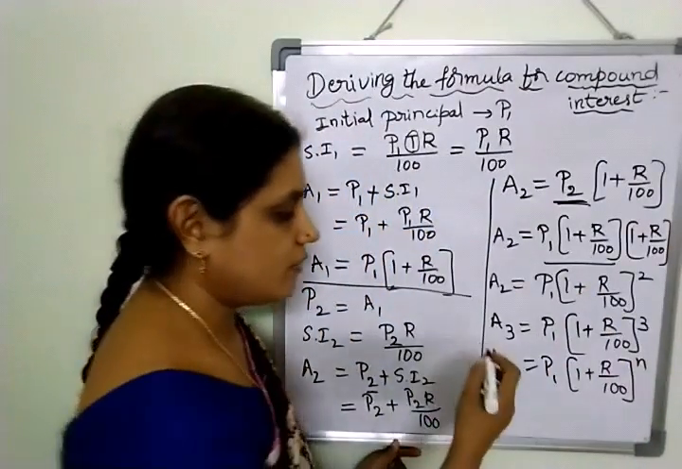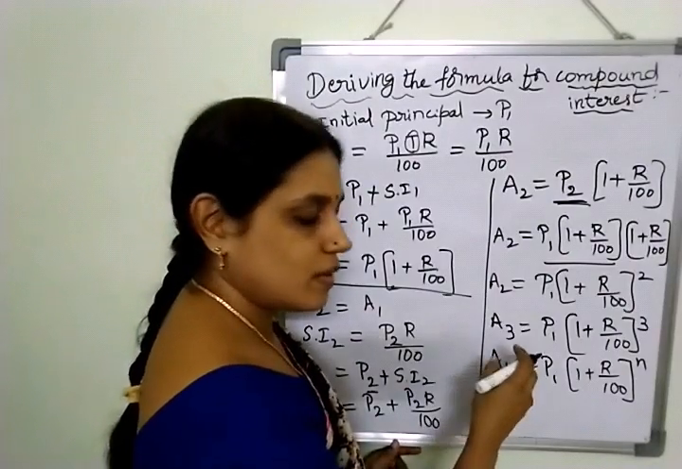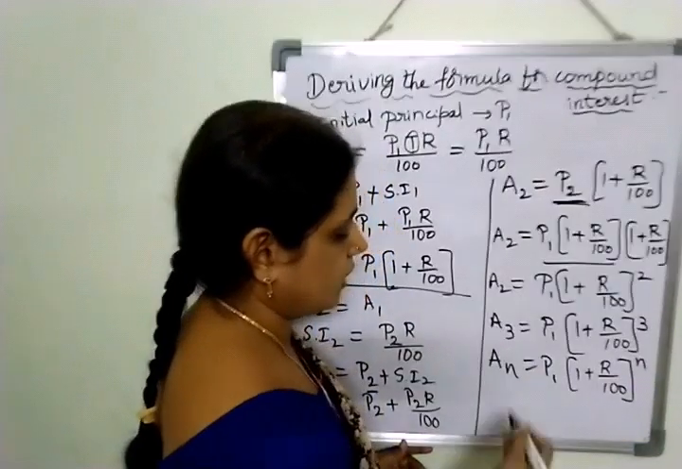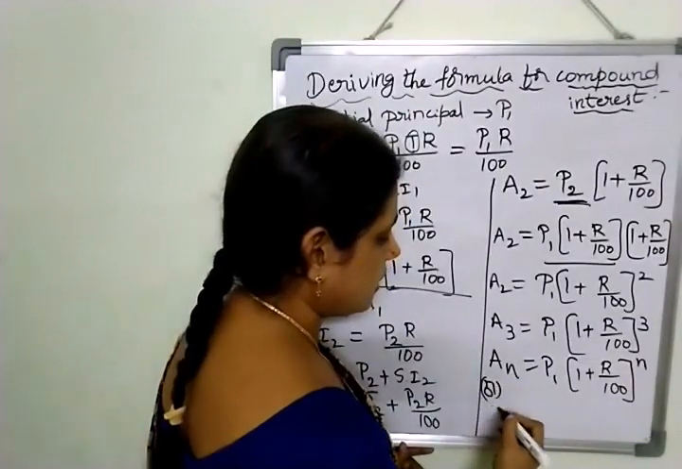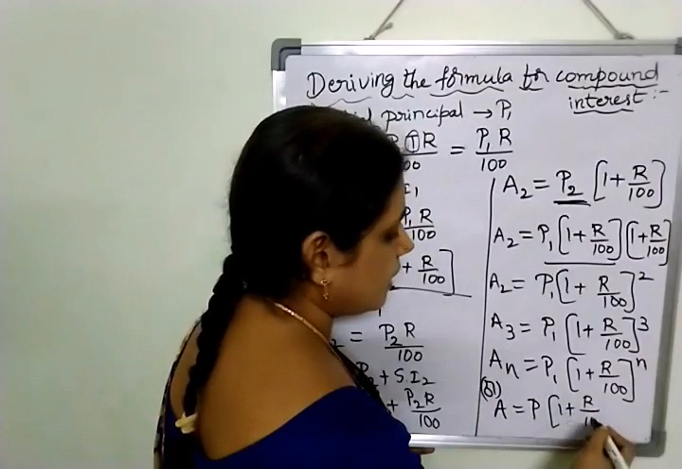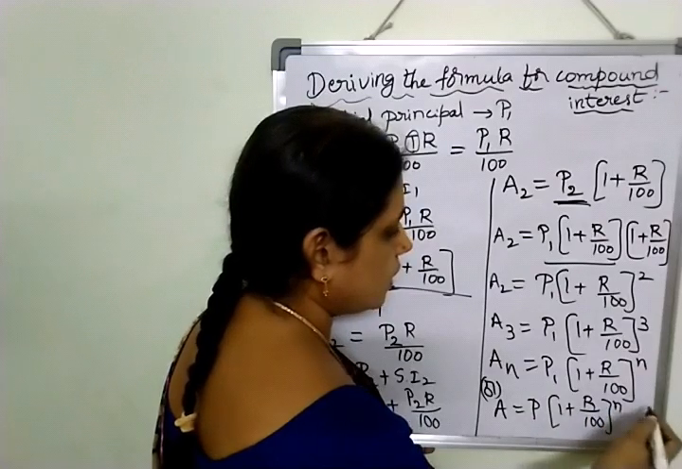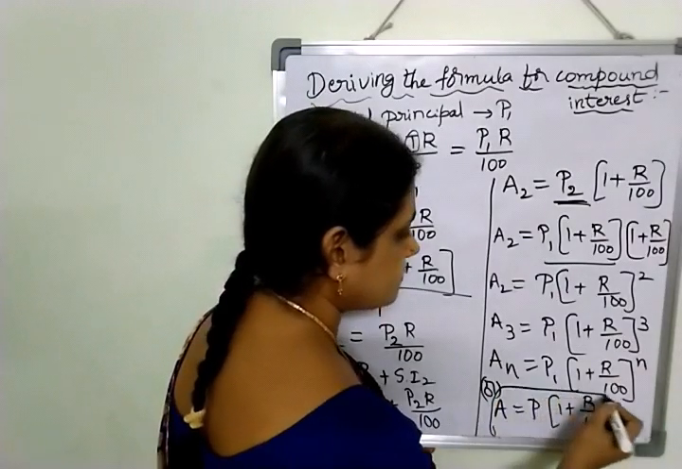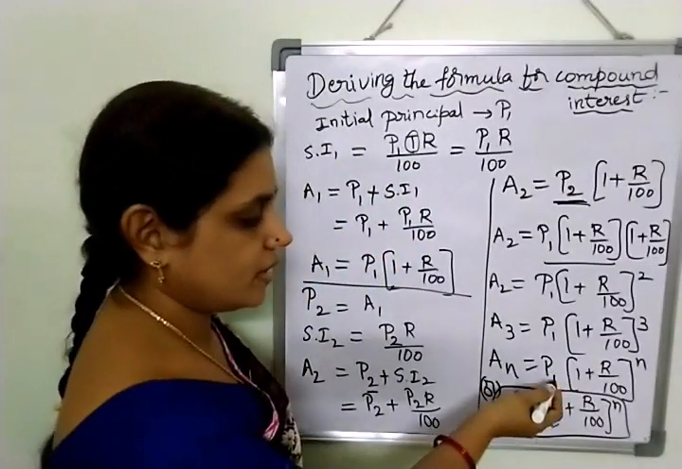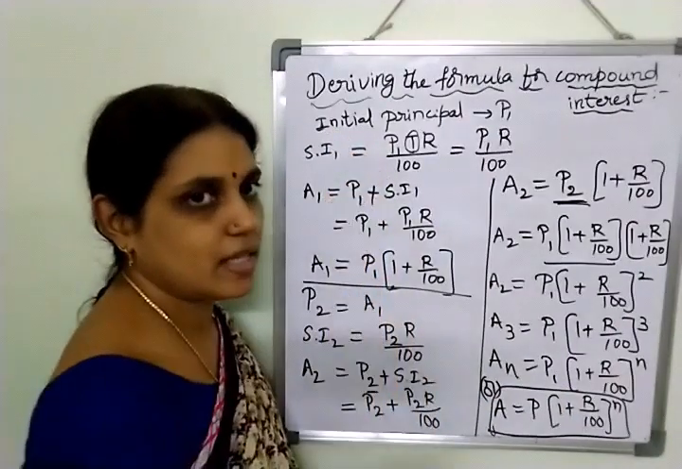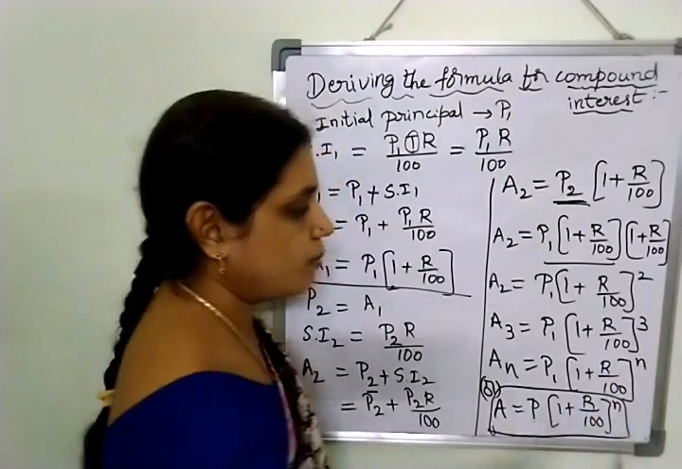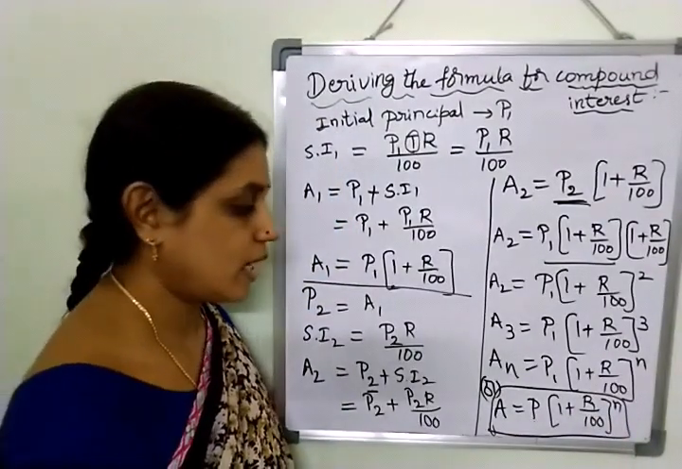Whatever time period they gave, 5 years, 6 years, whatever it may be, that's what you have to write as the exponent. So in short, we can write A equal to P into 1 plus R by 100 whole power n. Here n is the time period, and R is rate of interest, P is the principal. P1 actually we have written here. P1 means the initial principal, whatever they give in the question. So A equal to P into 1 plus R by 100 whole power n. That is the formula to find out the amount.